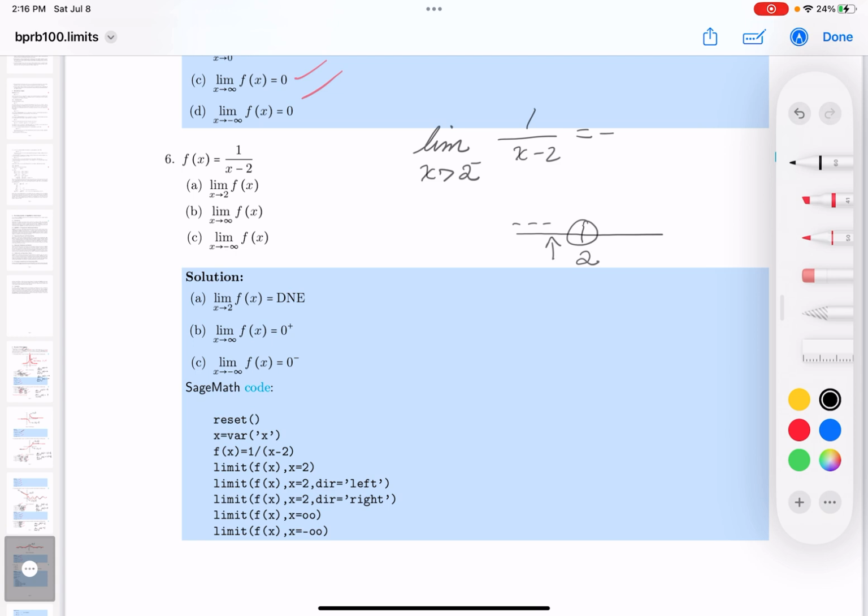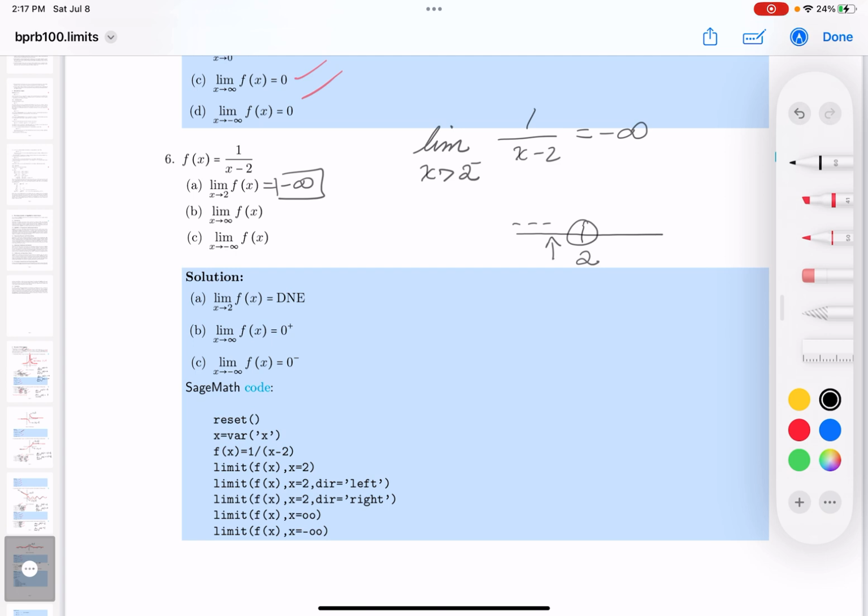Now what's happening over here? The bottom is going towards 0. And what do you get over here? You get a blow-up problem. It's going towards minus infinity. All right? So I'll write that down. I'll put a box on it. Let's do the next one.